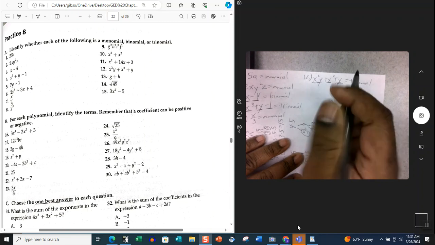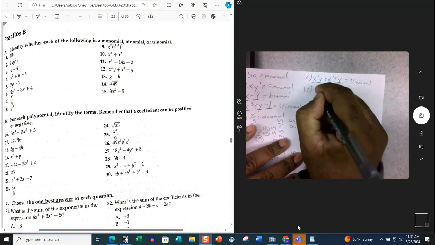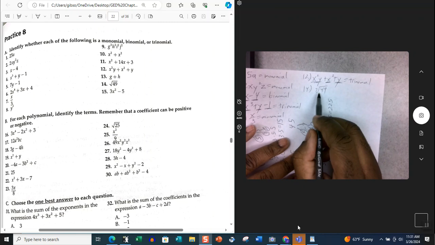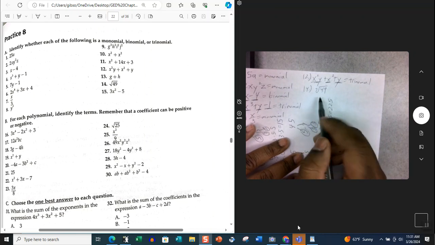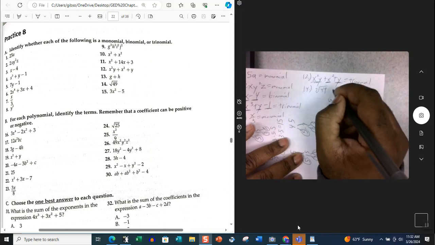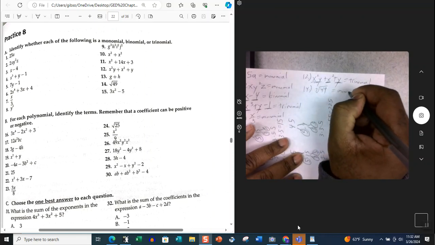Okay, next, let's look at 14. Square root of 49. Now remember, as long as there's no variable under here, they said we can have this square root. So the square root of 49 is just one term, so it's a monomial.